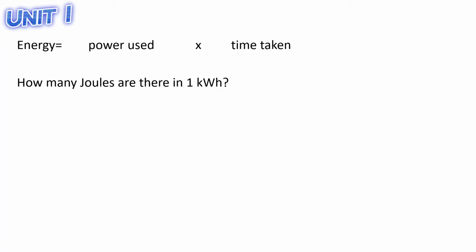this time, how many joules? Joules is a unit of energy, a very small amount of energy. So how do we get joules if there is 1 kilowatt hour? The formula is very simple. Energy is expressed in 1 kilowatt hour. Remember, power used is expressed in kilowatt, so that will be 1 kilowatt. And the unit used for time taken is 1 hour.